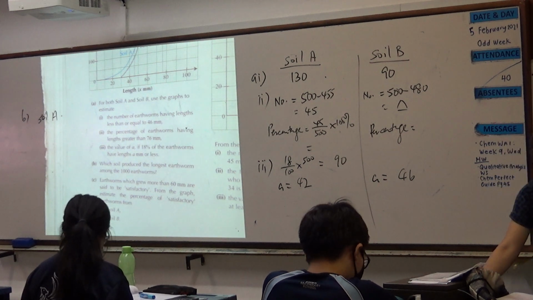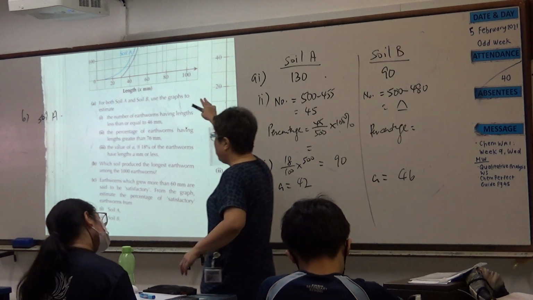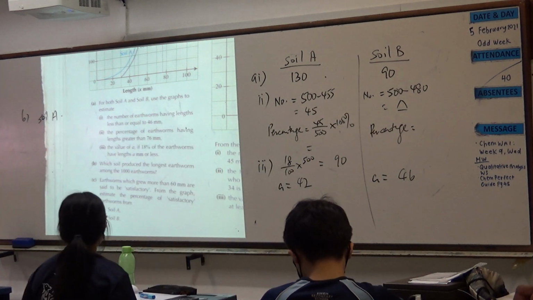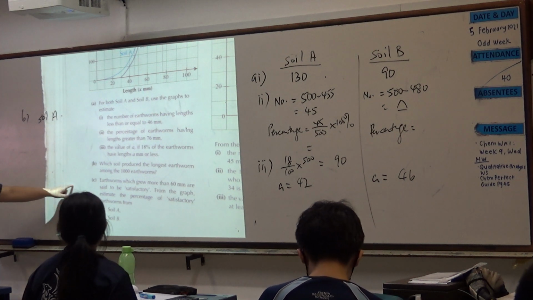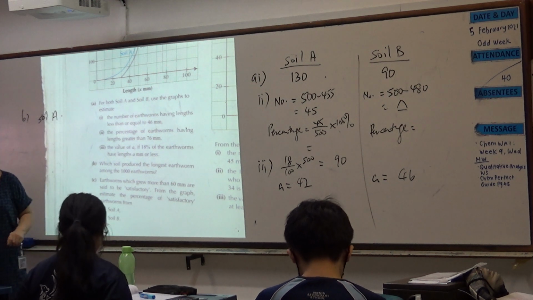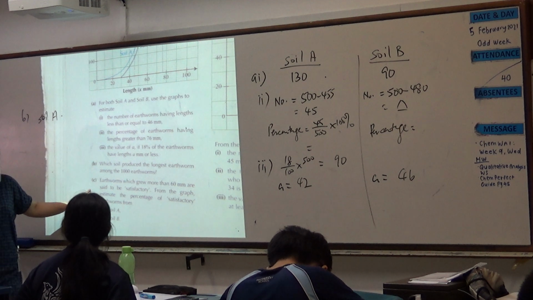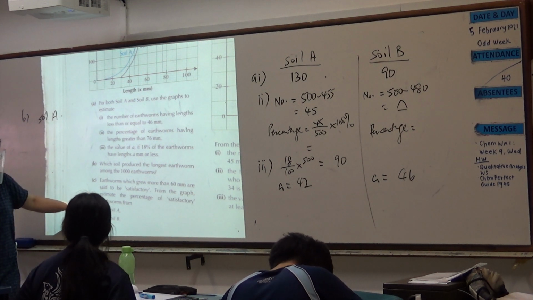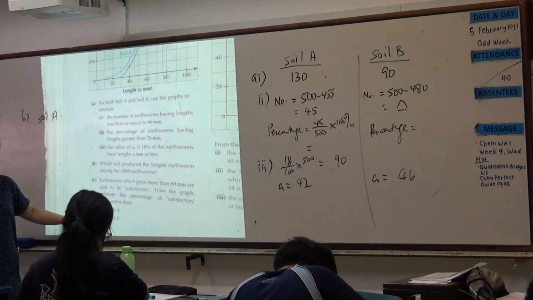Now, next part, the last part. Okay? Now, it's a very long-winded one. I'm going slowly because I want you to make sure each one you get it or not. Clear? Now, earthworms which grew more than 60 mm are said to be satisfactory. From the graph, estimate the percentage of satisfactory earthworms from soil A and soil B.